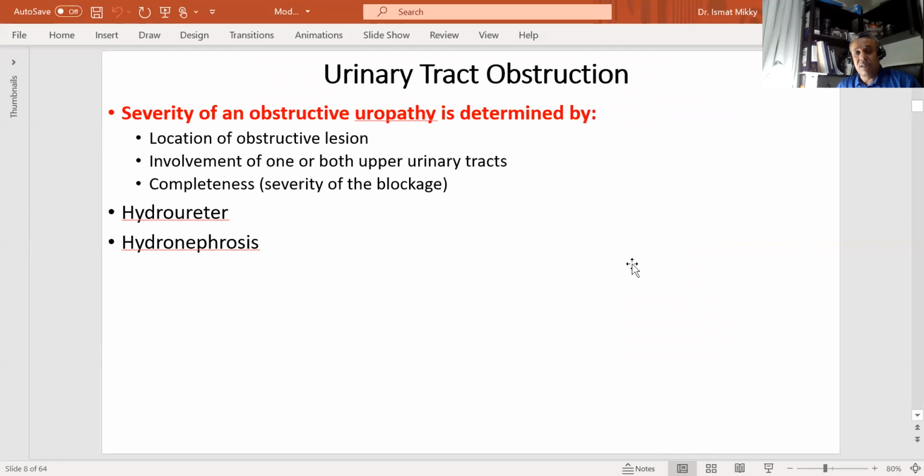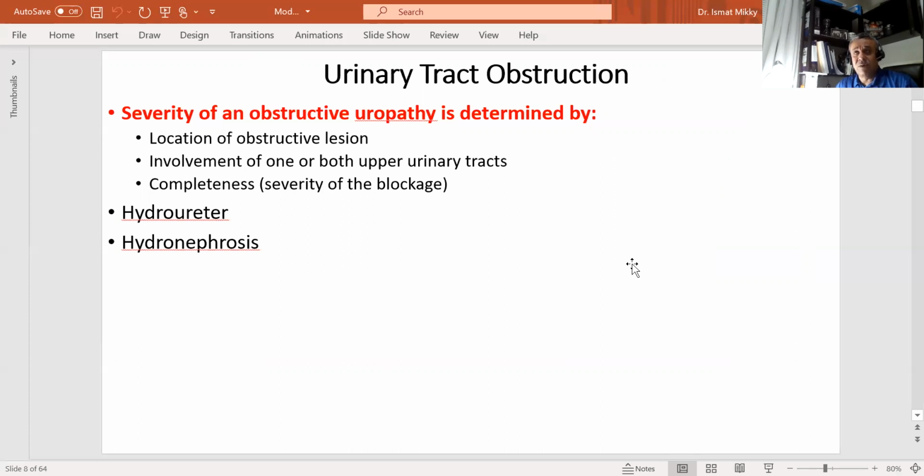Now, the severity of an obstruction can be determined by the location of the obstructive lesion, by the involvement of one or both upper urinary tracts. Is it just the upper and lower or both? And the blockage, how severe, in other words, the completeness of the blockage.